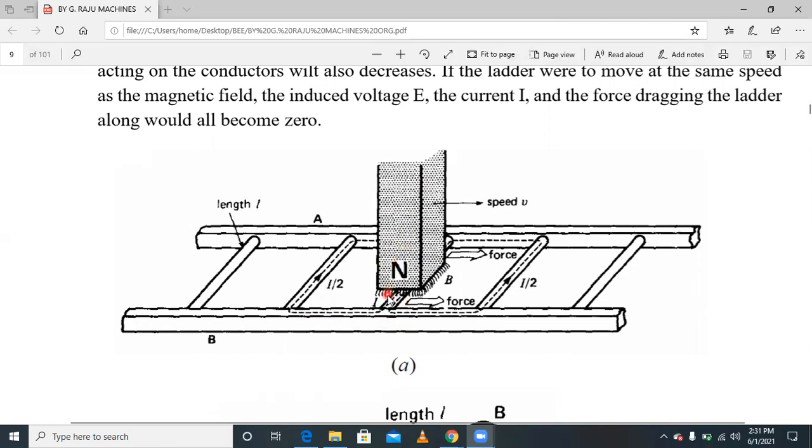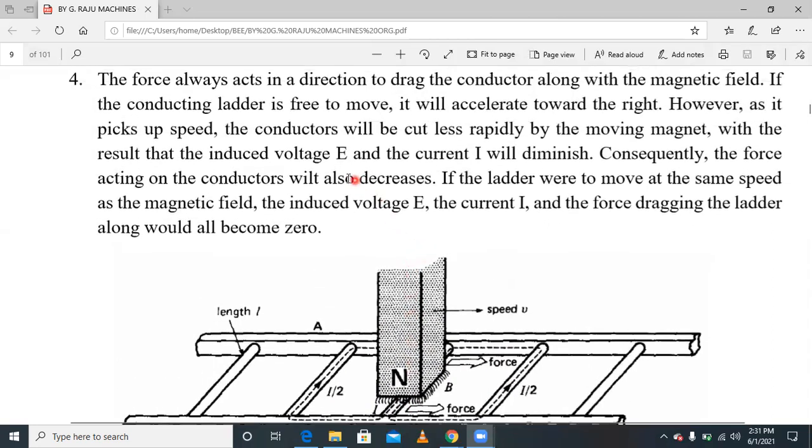If the relative speed between these two is less, that means the stator rotating magnetic field is rotating like this, and our rotor is also rotating like this. If the relative speed between the stator and the rotor is less, the induced EMF E and current I will be diminished. That means it reduces.